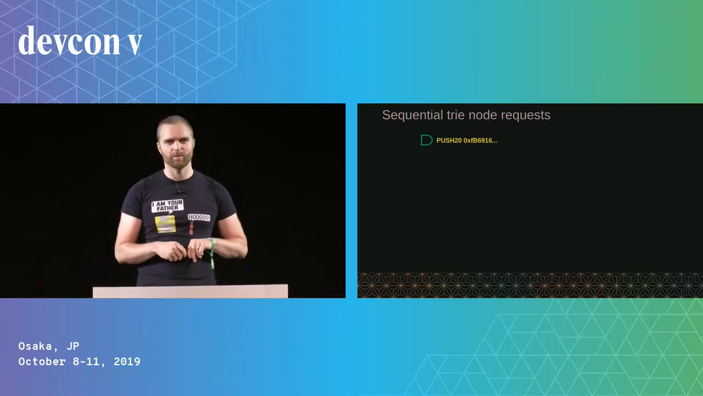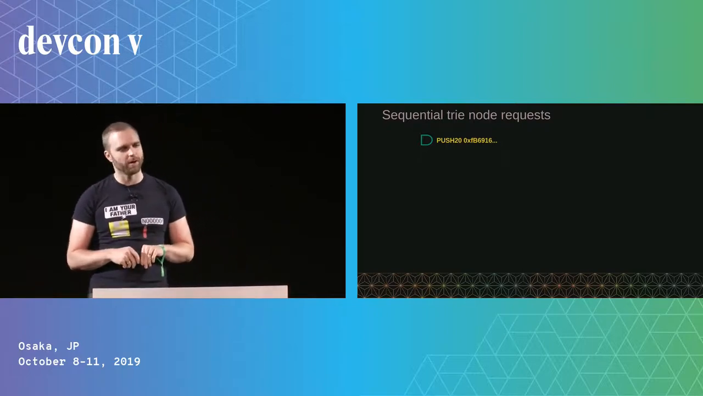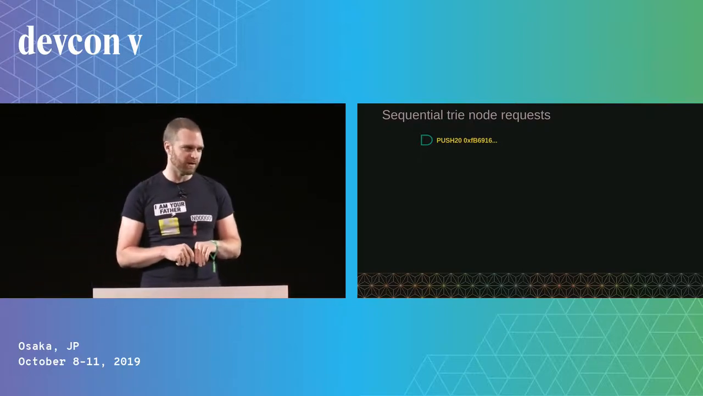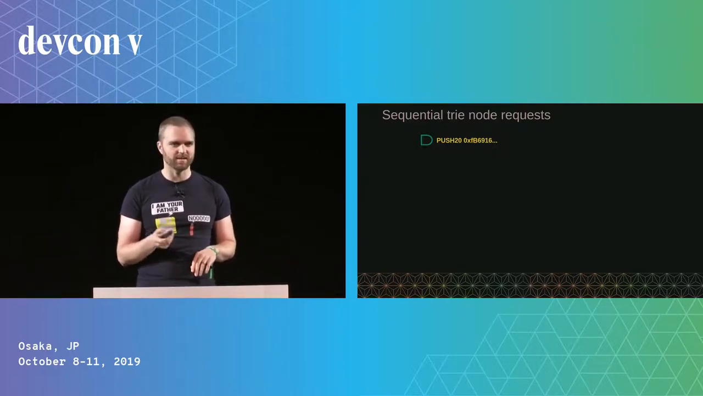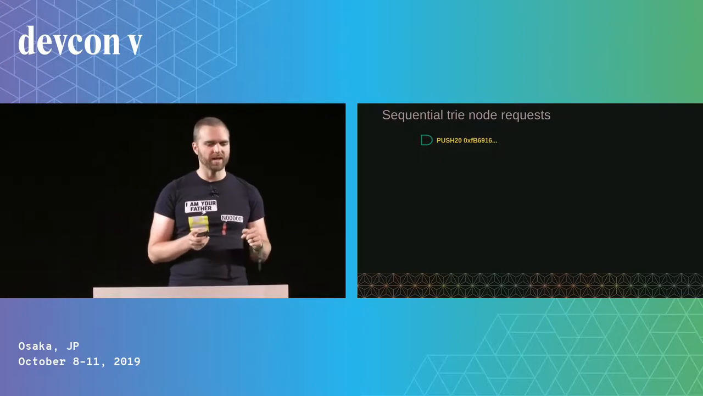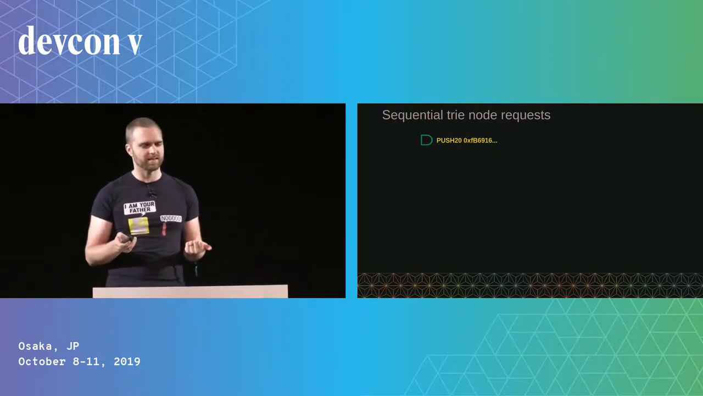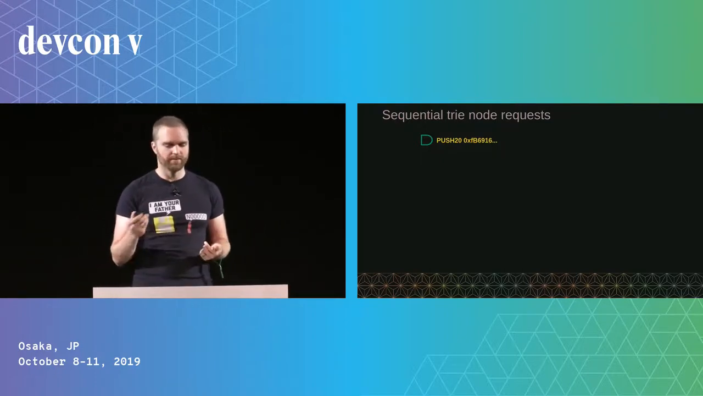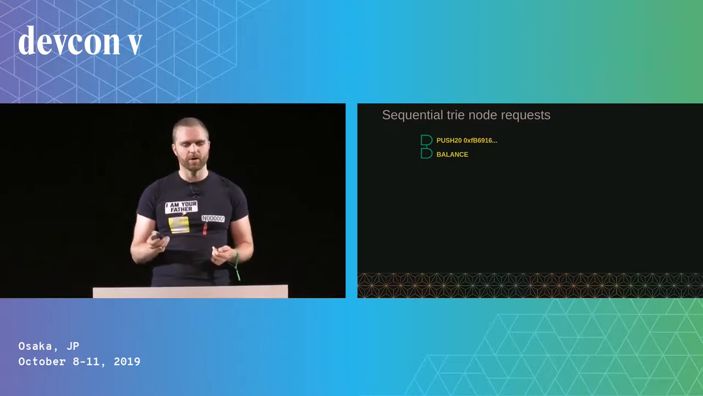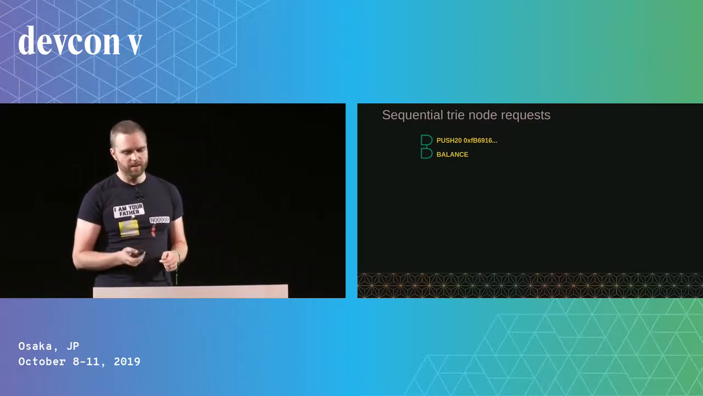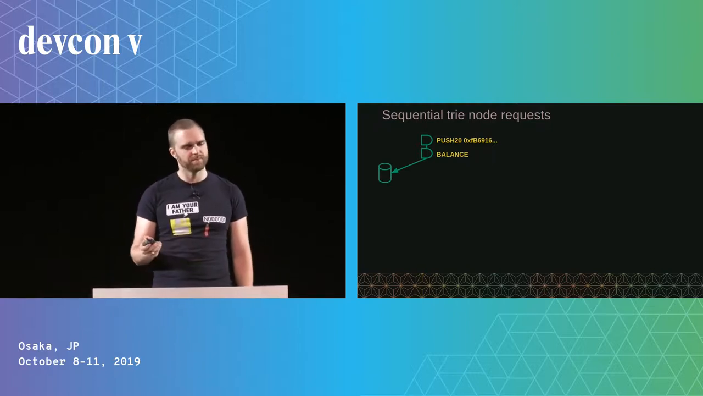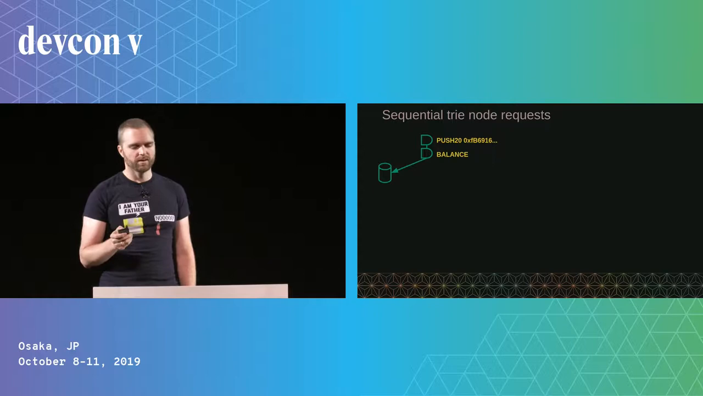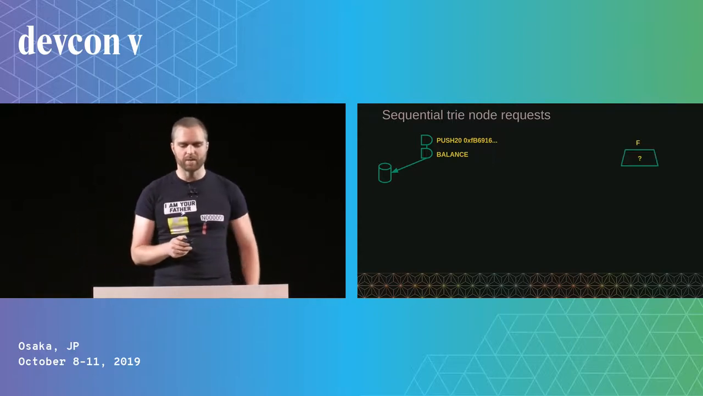So let's say we have a PUSH20 opcode. We're going to push an address onto the stack. That didn't require any state. That was just in the bytecode. So even though our state database is empty, we can continue on. Okay, but the next opcode asks for the balance of that address. So now the EVM has to check the state database, which is empty, and try to extract that balance.